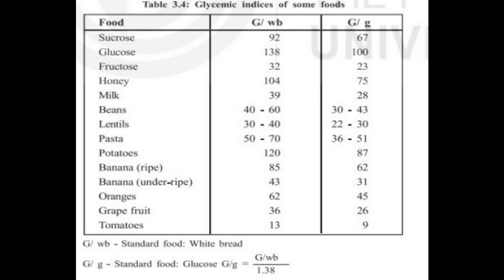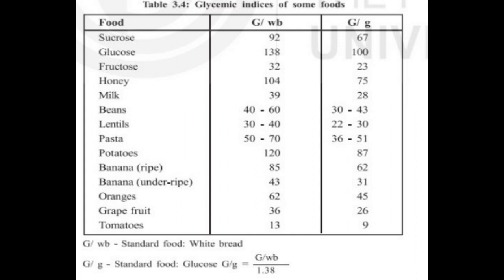GI is a quantitative assessment of foods based on postprandial blood glucose response, i.e., blood glucose level after a meal, expressed as a percentage of the response to an equivalent carbohydrate portion of a reference food. The reference food is white bread with a GI set at 100. Glycemic indices of some foods are given in Table 3.4. Here you can see two columns indicating GI. In the first one, the reference food is white bread, WB, while the second column has glucose, G, as its reference food with a GI of 100. Table 3.4 Glycemic indices of some foods.